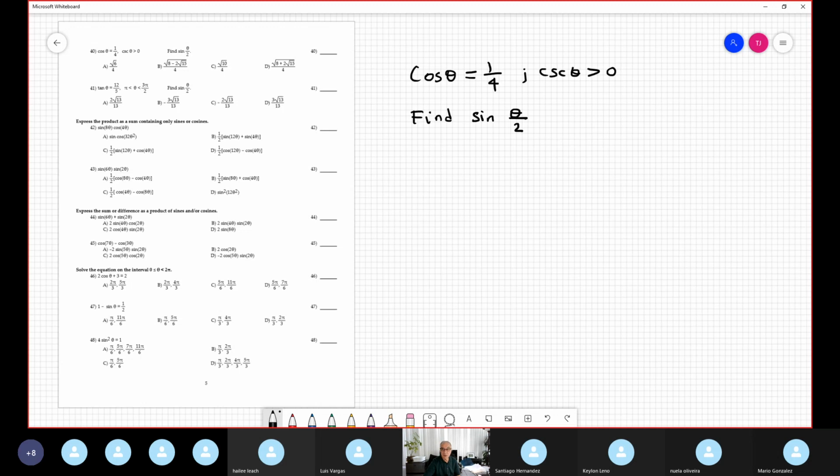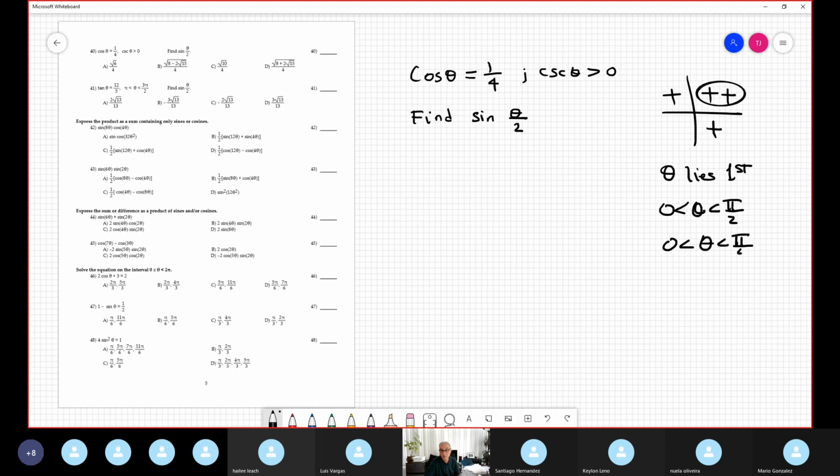Okay, cosine is positive in the first quadrant and in the fourth quadrant. Cosecant is positive in the first quadrant and in the second quadrant. The coincidence of the two conditions is the first quadrant. Therefore, the conclusion is theta lies in the first quadrant. First quadrant means that theta is in between 0 and pi over 2. The half angle, divided by 2, is in between 0 and pi over 4. Okay, entonces theta over 2 also lies in the first quadrant.